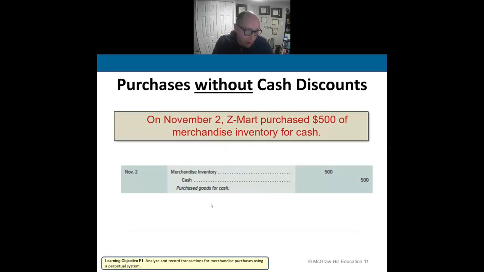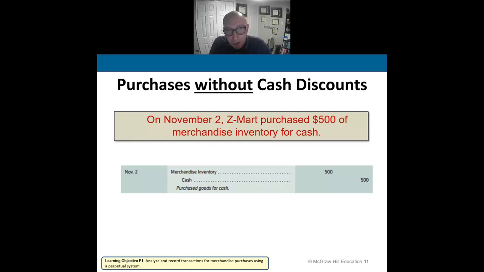In most cases, as I had said earlier, a lot of businesses, retailers, use the perpetual system because it automatically updates their records on hand. And so I'm going to run through a couple of examples of transactions that happen in that process.